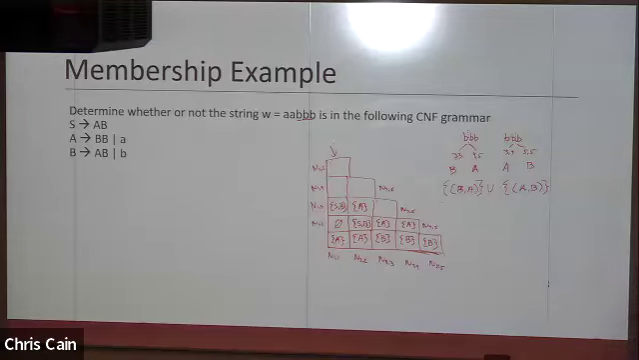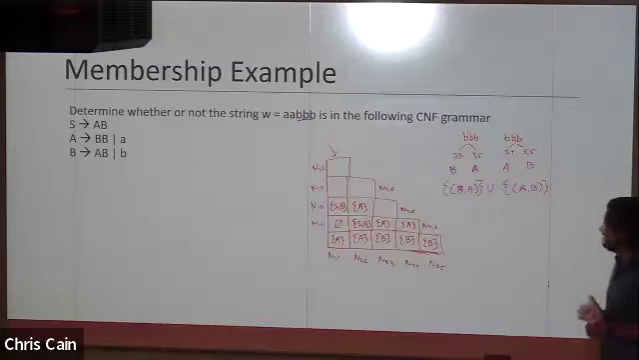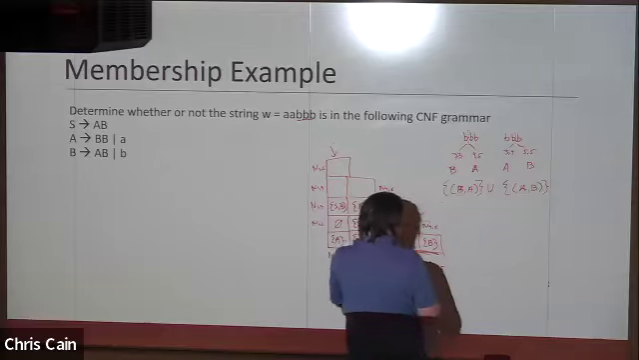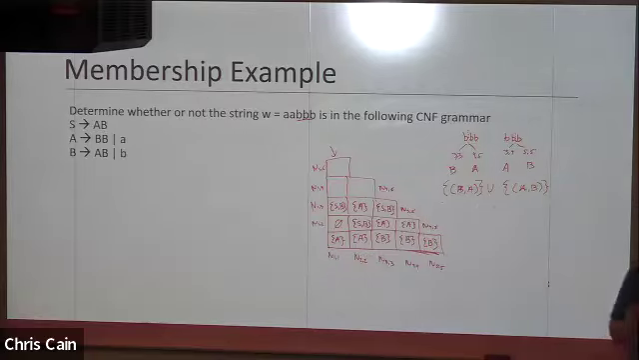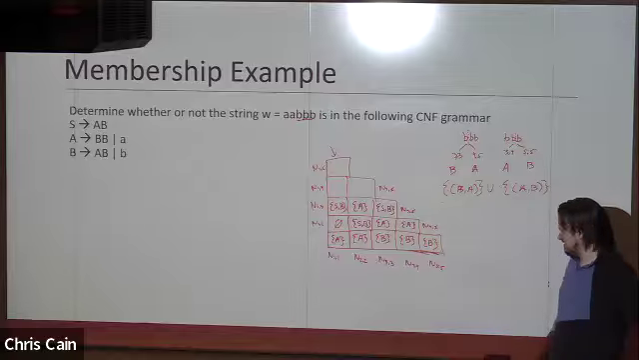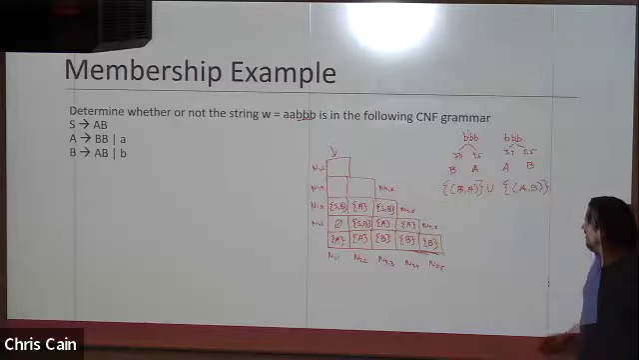Anything that produces BA or AB on the other side? B produces AB. And S produces AB, yes. So this is going to be the set containing both S and B. Excellent. Now we have all of the information we need to answer all the queries in the next row. So up we go.